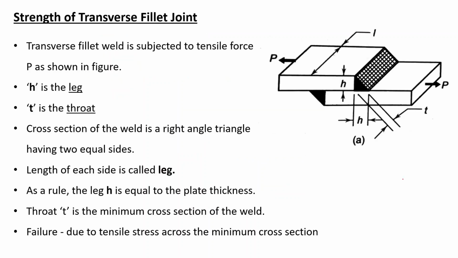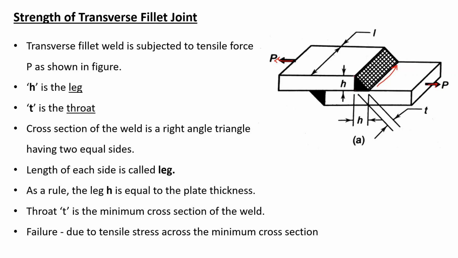Now let's talk about the strength of the transverse fillet weld. In this figure A, you can see that the direction of the applied load is perpendicular to the direction of the weld. That's why we call this weld a transverse fillet weld. This transverse fillet weld subjected to a tensile force of magnitude P is shown in this figure. The minimum cross-sectional area again in this case will be across the throat.